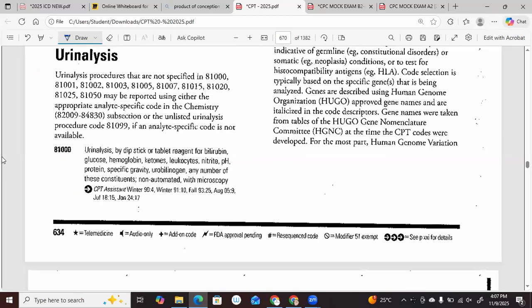So for urinalysis, our code is 81000 to 81099. These tests include simple and complex tests, and all these tests are performed on the urine sample because it's a urinalysis. So these tests are performed on the urine only.